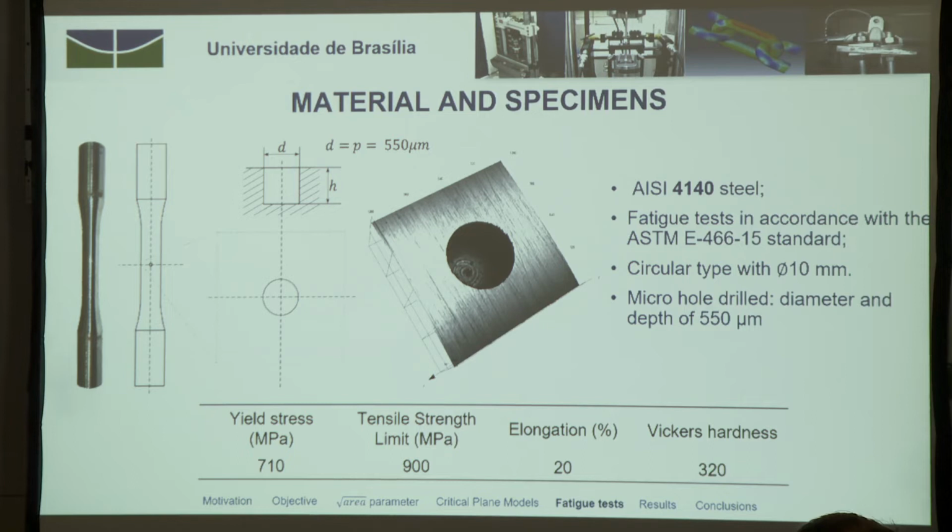To validate our proposal, we performed an experimental campaign with specimens with this geometry, and we introduced a small hole of diameter and height of 1550 micrometers. The material parameters are here: yield stress of 710 megapascal, 900 megapascal of tensile strength, elongation of 20%, and the Vickers hardness we measured was 320.